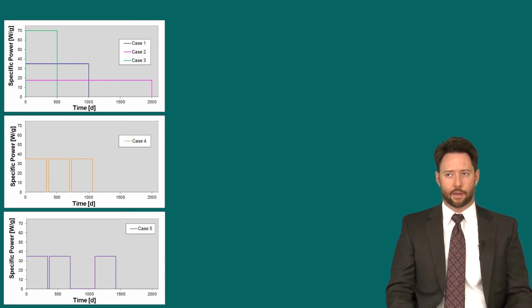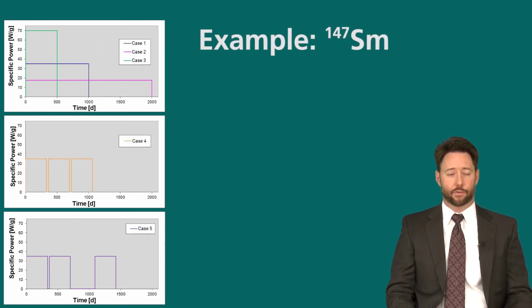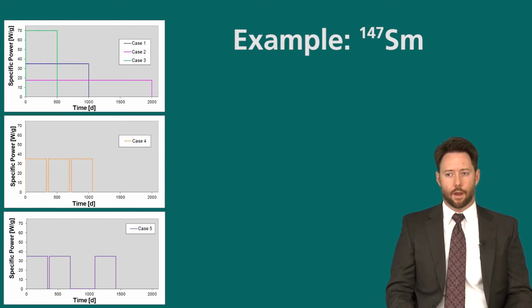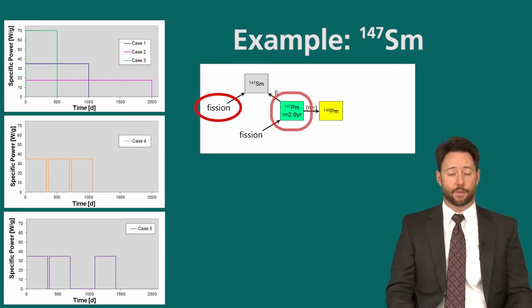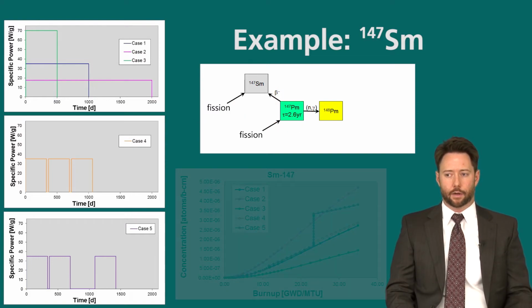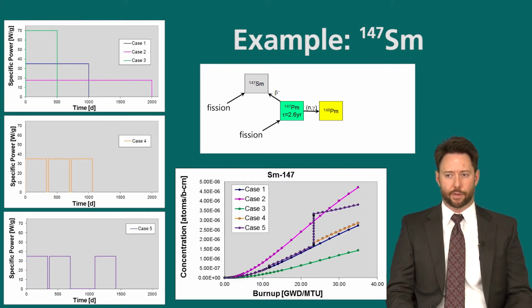So if we take a look at another fission product example, here samarium-147, we see from its buildup diagram that it's produced directly from fission, but it's also produced from the decay of another fission product, promethium-147. So if we look at our figure here showing the concentration of samarium-147 as a function of burnup, we see we have different profiles for the different case irradiation histories.